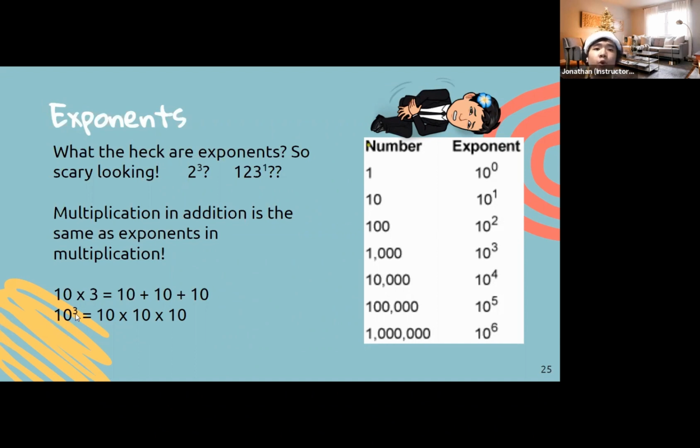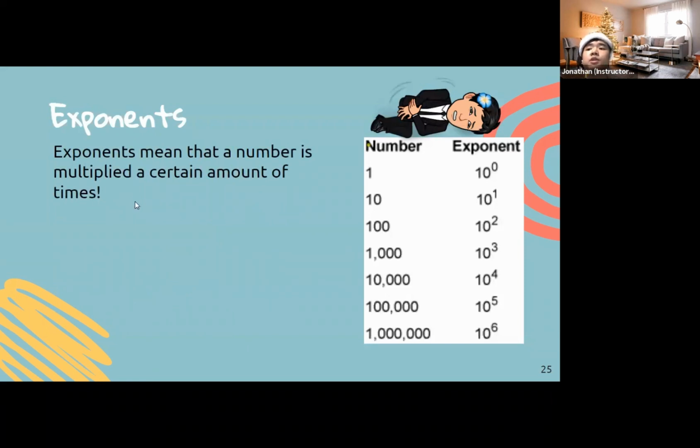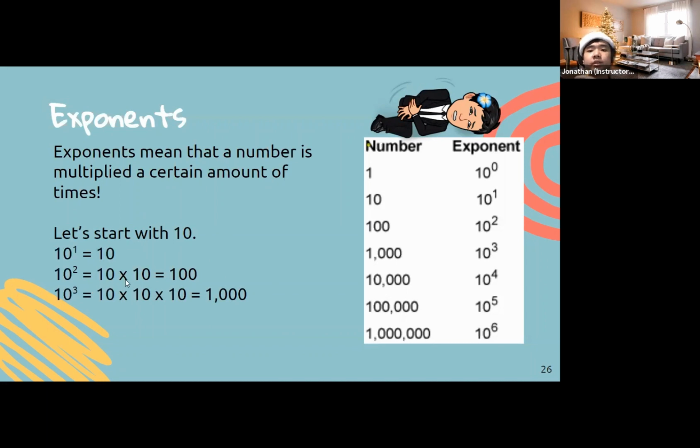So if I have 10 to the 4, it's 10 times 10 times 10 times 10, 4 times. If I have 5 to the 6, it's 5 times 5 times 5 times 5, and so on. So exponents mean a number is multiplied a certain amount of times. For instance, 10 to the 1 is 10. 10 to the 2 is 10 times 10. 10 to the 3 is 10 times 10 times 10, and so on.